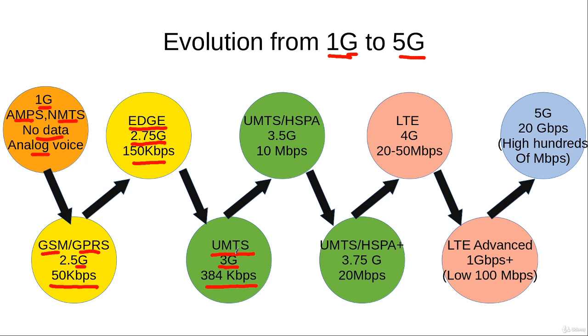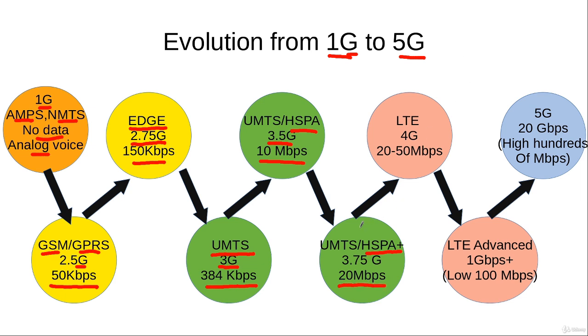And then we moved on to the 3.5G systems, in which HSPA was added on top of the UMTS technology, and in this case users experienced a data rate of 10 megabits per second. And then we moved from 3.5G to 3.75G systems, in which the HSPA plus technology was used in order to provide the data services, and in these systems the users experienced a data rate of 20 megabits per second.